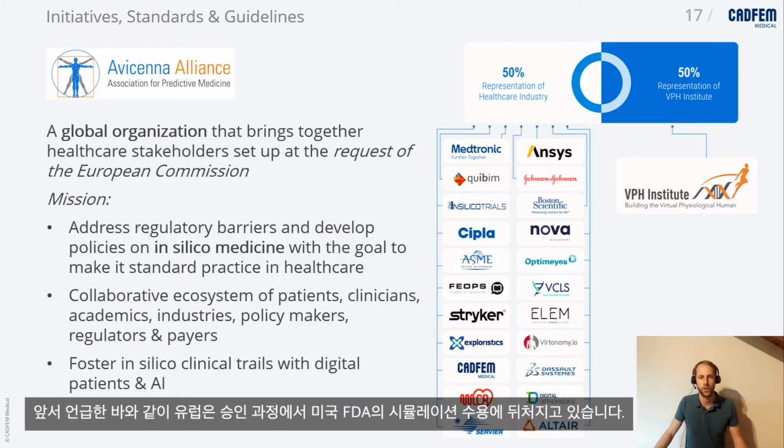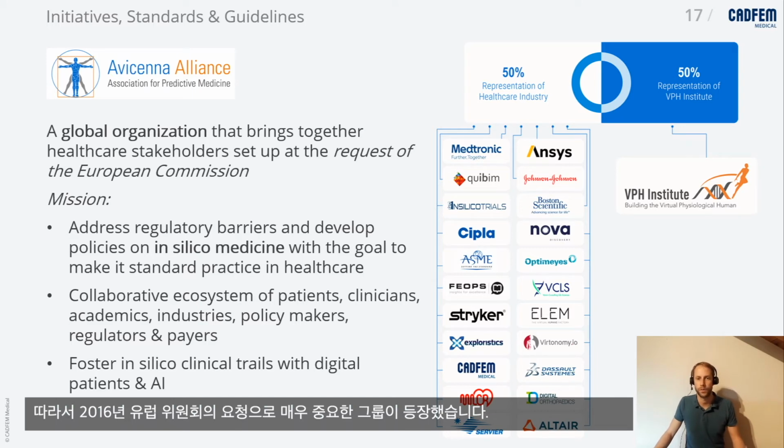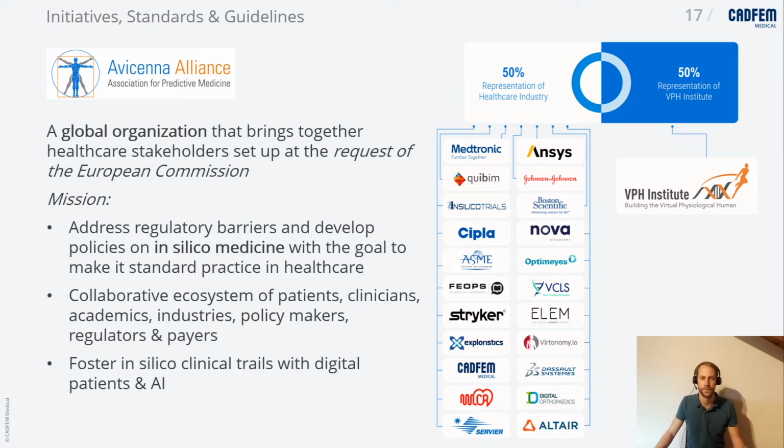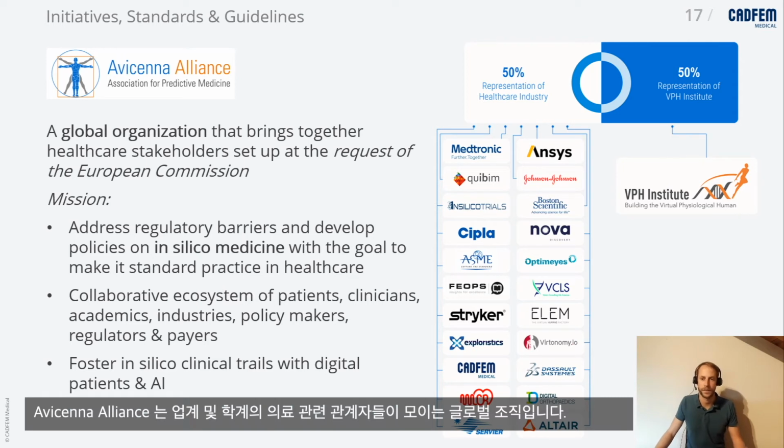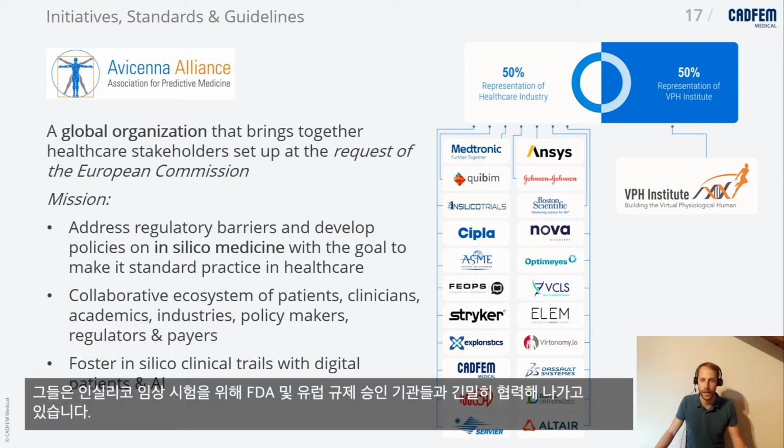As mentioned before, Europe is lagging behind the US FDA in accepting simulation in the approval process. Therefore, a very important group emerged as a request from the European Commission in 2016, the so-called Avicenna Alliance, which is a global organization that brings together healthcare stakeholders from industry and academia. The main mission of this alliance is to address regulatory barriers and develop policies on in silico medicine with a goal to make it a standard practice in healthcare. They're working closely with the FDA and European notified bodies to foster and adopt those in silico clinical trials.